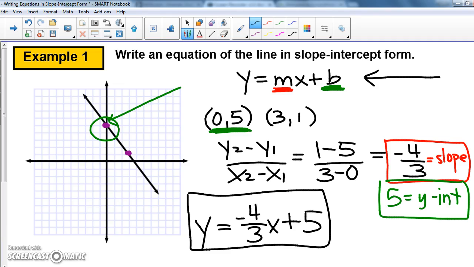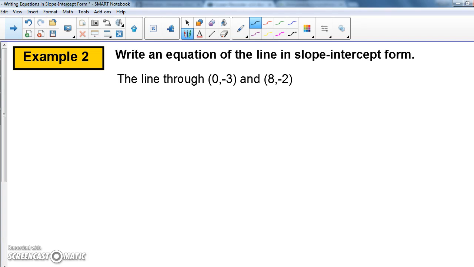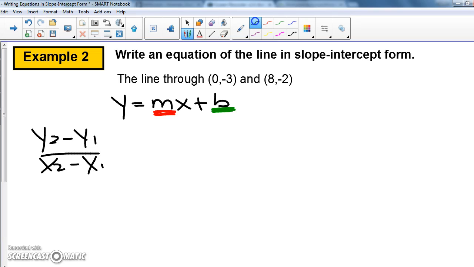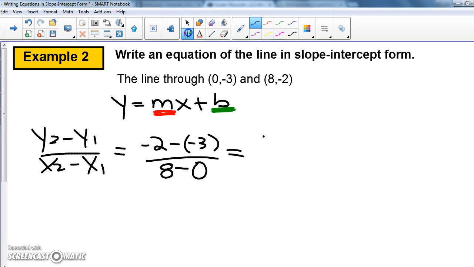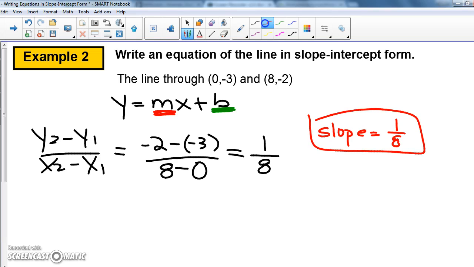Now another way you can see this is with 2 points instead of a graph. It's basically the same process. So write an equation of the line in slope-intercept form. I'm going to write my slope-intercept form here, and as a reminder, I need 2 things. I need a slope, I need a y-intercept. Well, I know how to find the slope. Let's use our slope formula. That's going to give me -2 minus -3 over 8 minus 0. And that's going to give me 1 over 8. Okay, so good. So my slope is 1/8. All right, I'll leave that to the side.